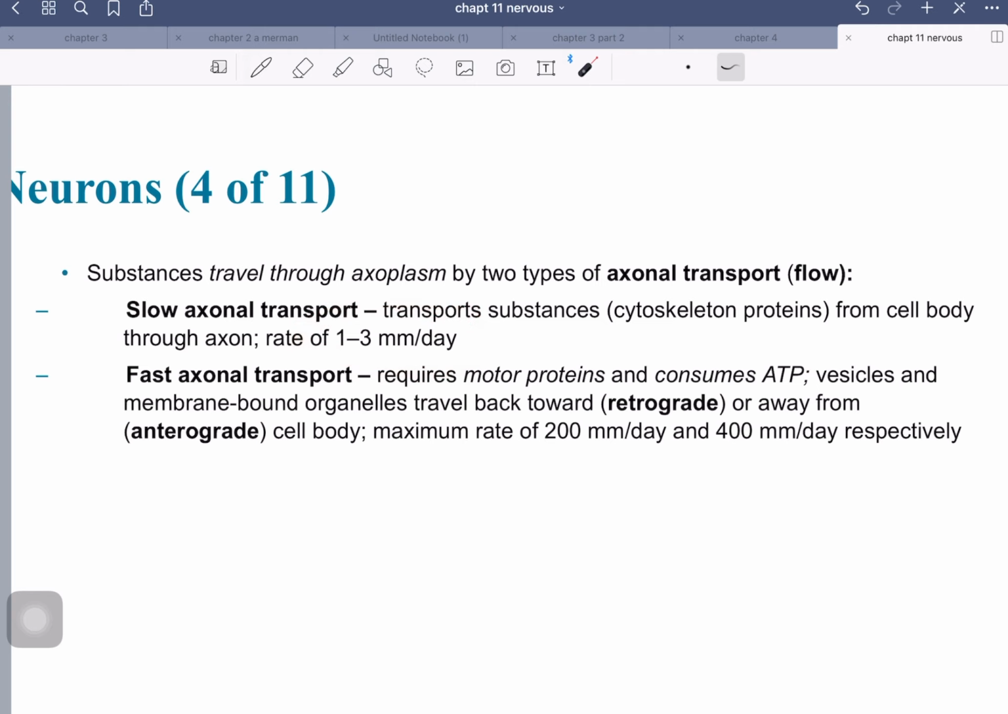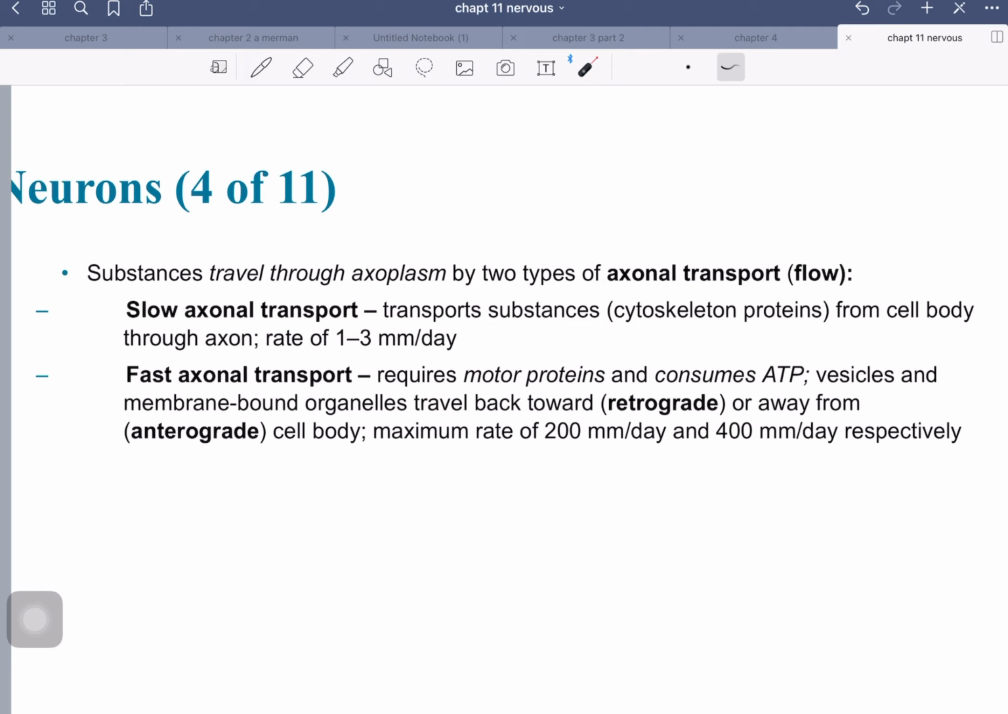Now remember, there are some axons that are quite long in the body, the ones that run down through the spinal cord or in the peripheral nervous system. So 1 to 3 millimeters per day is not that far. It isn't a whole lot of distance in a given day for that transport to occur. The fast axonal transport requires motor proteins, and it consumes ATP in order to move stuff down very quickly.